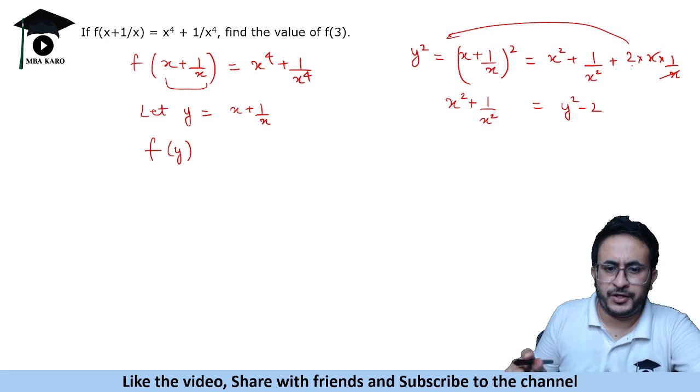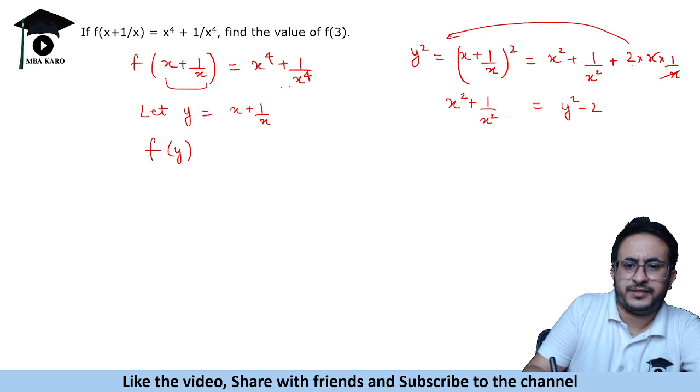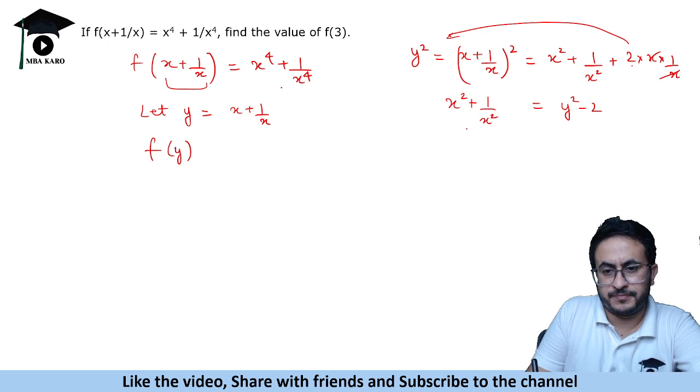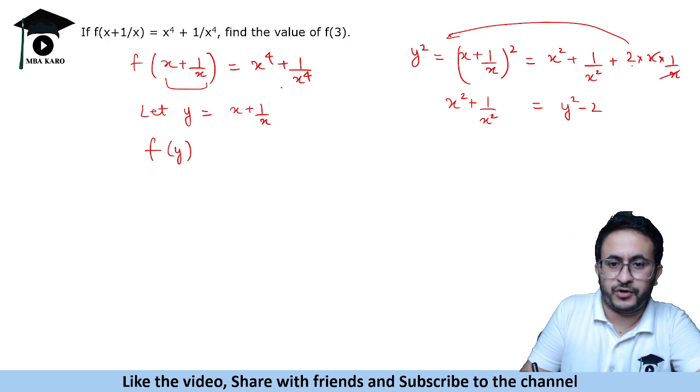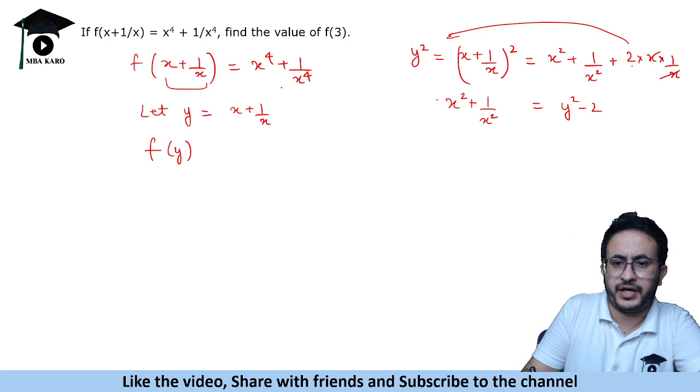Okay, now if you look at this part, and if we further square this term, like x square plus 1 upon x square, if we further square this term, what will happen? Okay, so take square on both sides.